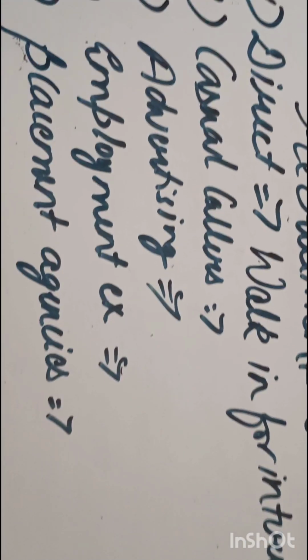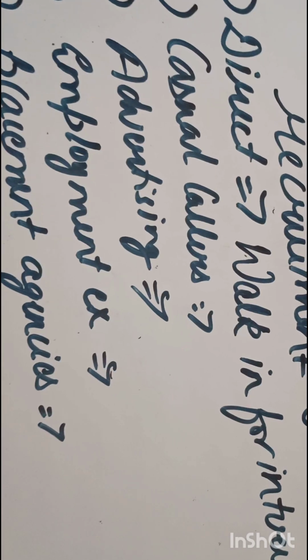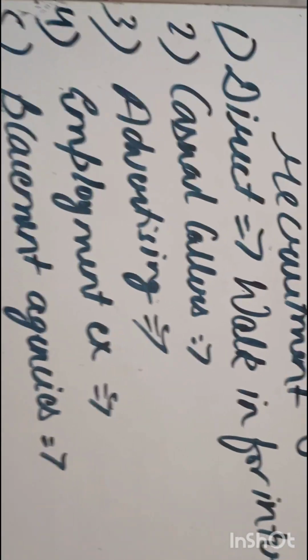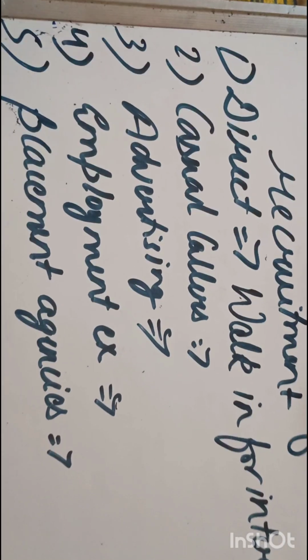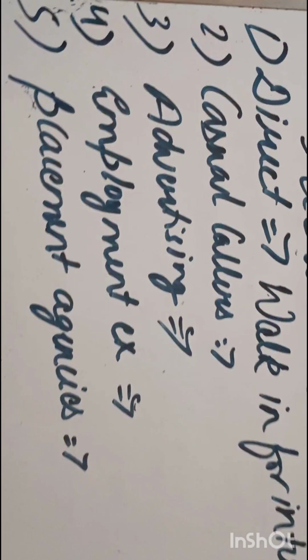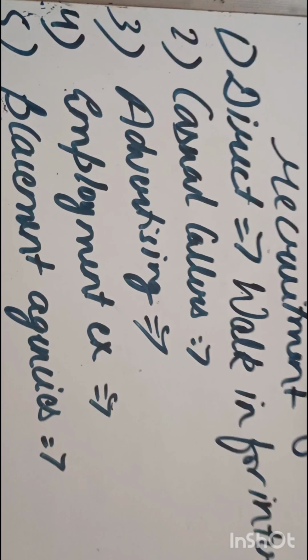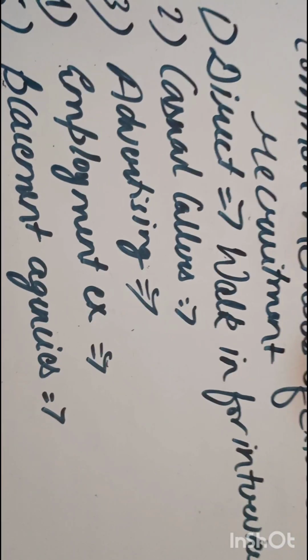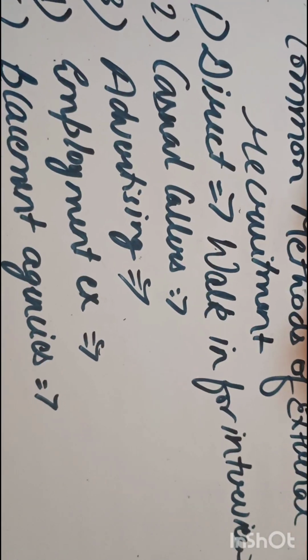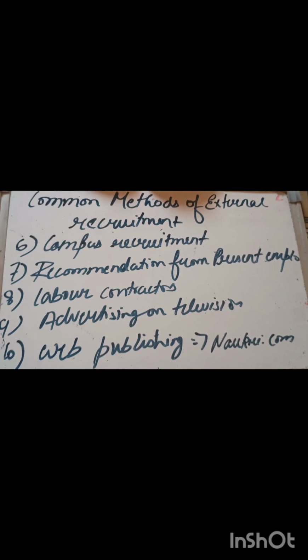Placement agencies also work as a middleman. If some candidates are interested in jobs, they can give their bio data to the placement agencies. And if the business organization requires any candidate or job seeker, the placement agencies give the biodata of that candidate to the organization, so that they can select the best candidate out of it. So that is all about the common methods of external recruitment.